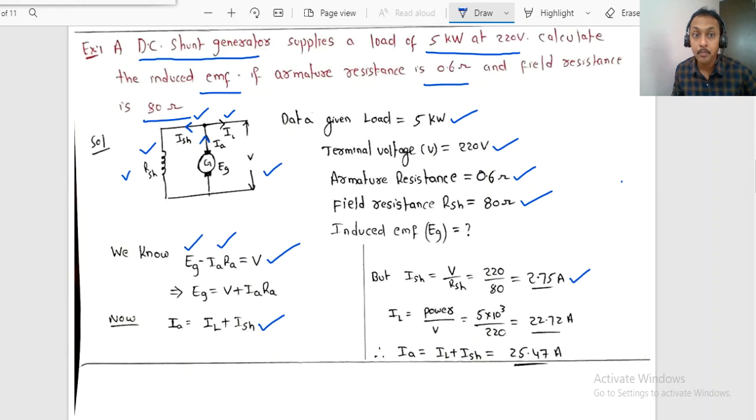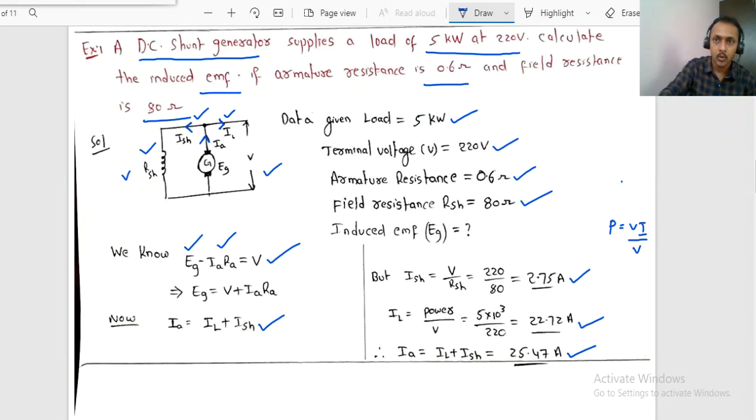Now, what could be the power drawn by the load? Sorry, the current drawn by the load. Load power is given by VI. The voltage we know already. The voltage across the load is V, the terminal voltage. So easily we can calculate the current drawn by the load, IL, simply power divided by voltage. Now we got IL also. Once we know IL and ISH, it is easy to calculate IA. IA equals IL plus ISH. So the total current generated from the armature, IL plus ISH, is 25.47.